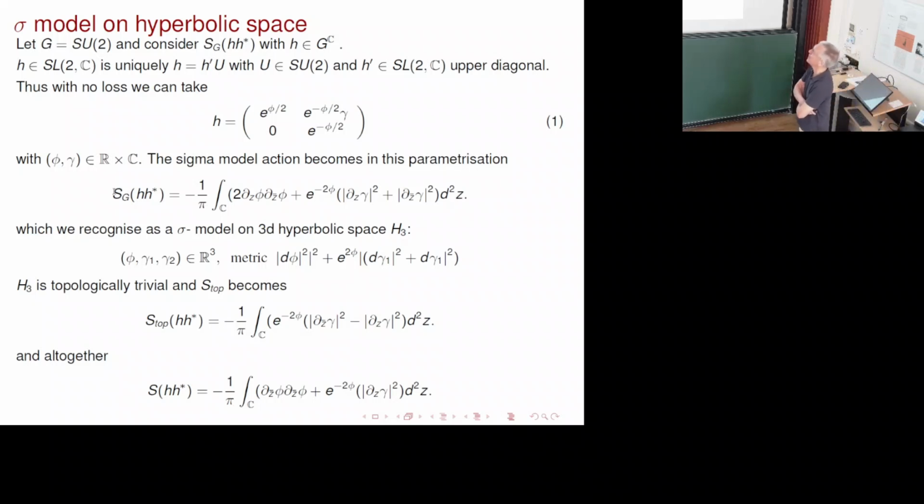This was one motivation to study the Wess-Zumino-Witten model, not on unitary matrices but on positive matrices. There are other reasons for it, which I now want to talk more about.